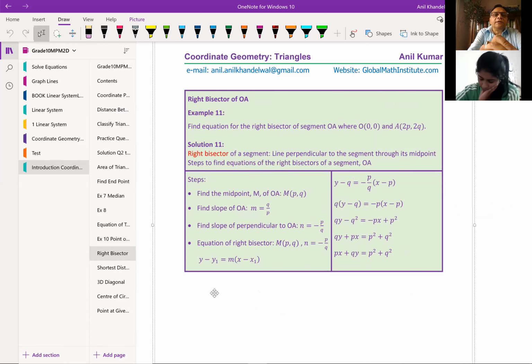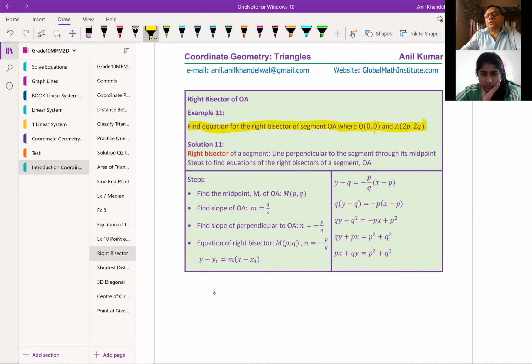So the question here is, find the equation of the right bisector of the segment OA, where O is the origin and A is (2P, 2Q). I've taken a very simple example. The coordinate points are 2P and 2Q, because half of them will be P and Q, right? So the midpoint can easily be found.